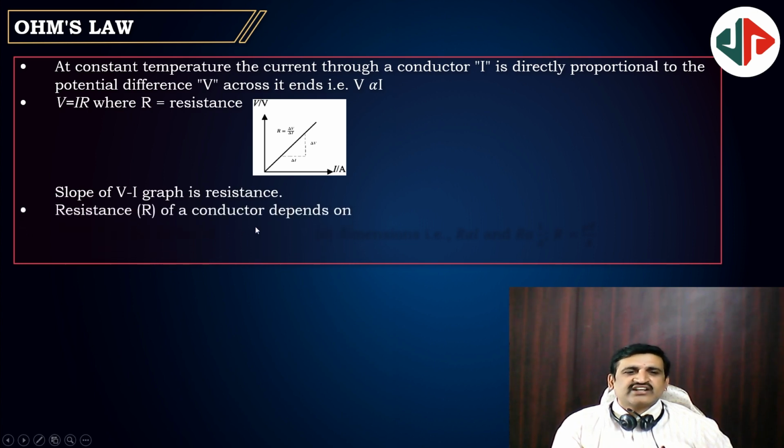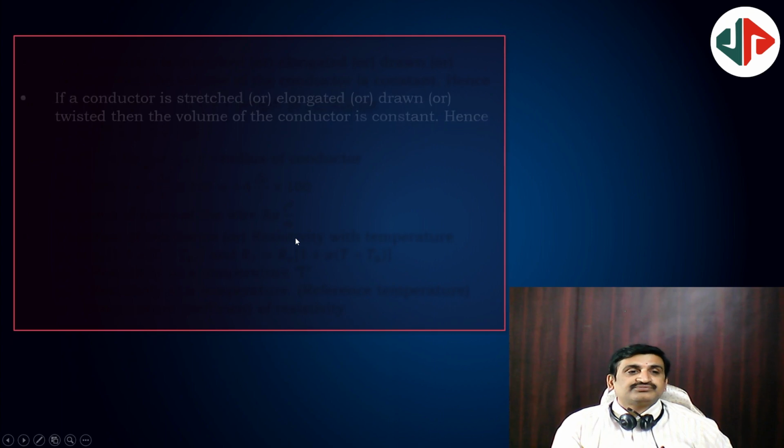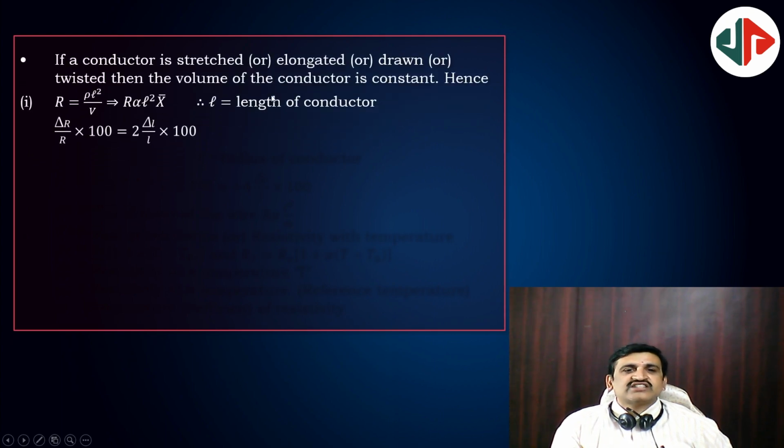Resistance R of a conductor depends upon the nature of the material, dimensions, and it depends upon temperature also. So if the conductor is stretched or elongated or drawn, then the volume of the conductor remains constant. Hence R is equal to rho L square by V, R is proportional to L square. L is the length of the conductor, then fractional change or percentage change in resistance is equal to 2 times the percentage change in length.